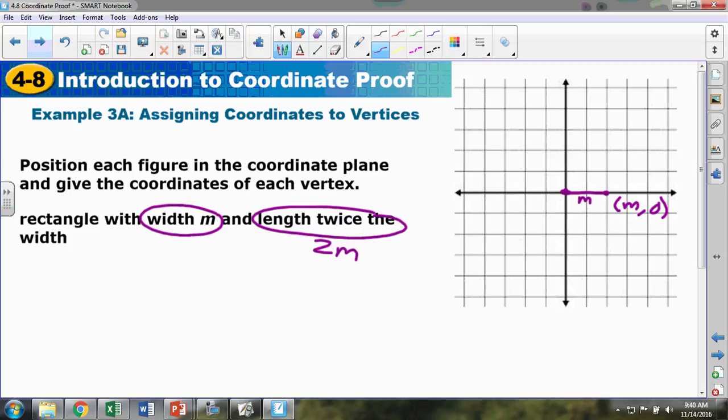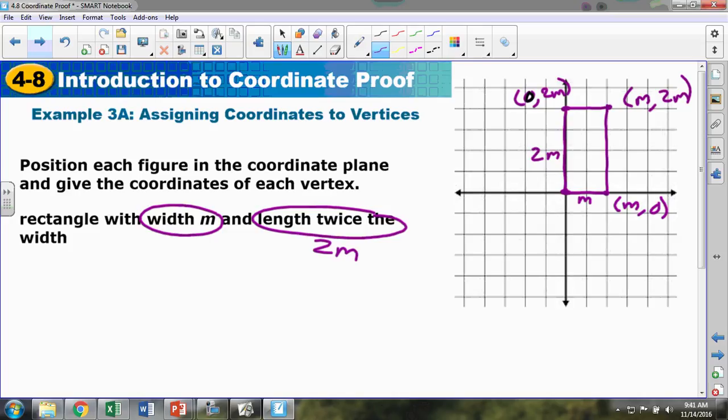Well, since I chose to use 2 of the squares, 2 units for m, that would be one of them. Go up again, that would give me 2m, so that's a length of 2m, giving me the coordinates, left and right 0, up 2m. And then we can continue and just draw out the rest of it, getting our rectangle. The coordinates there, m to the right, up 2m, and we're done. We've got it positioned.